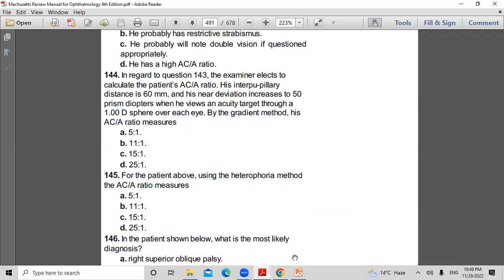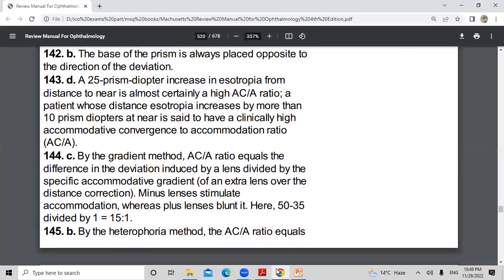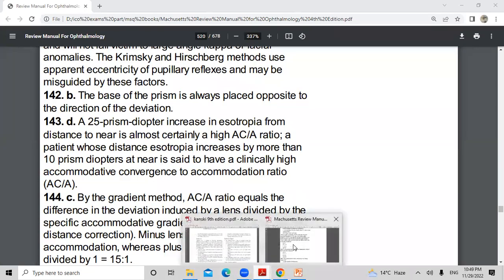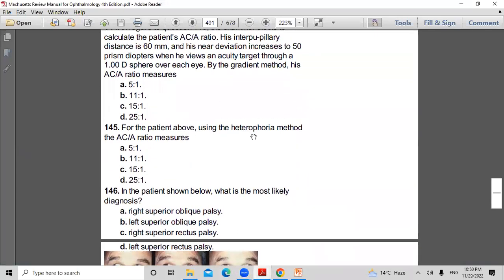Check it from the answer part. 144. Yes, as we said, it's 15 over 1. Okay, now we will read the answer later on. Then the last question, yes, for the patient above using the heterophoria method.